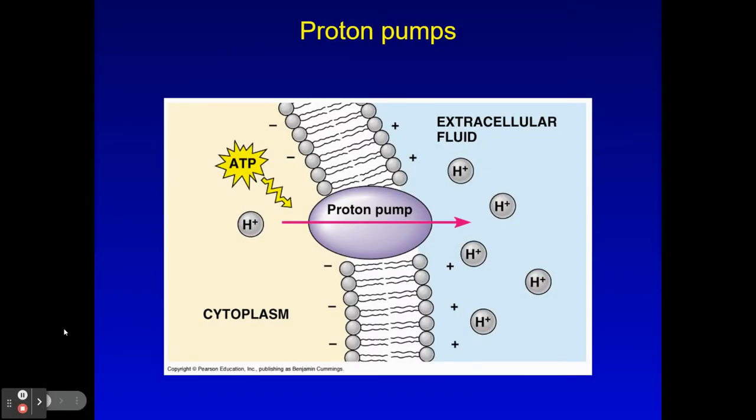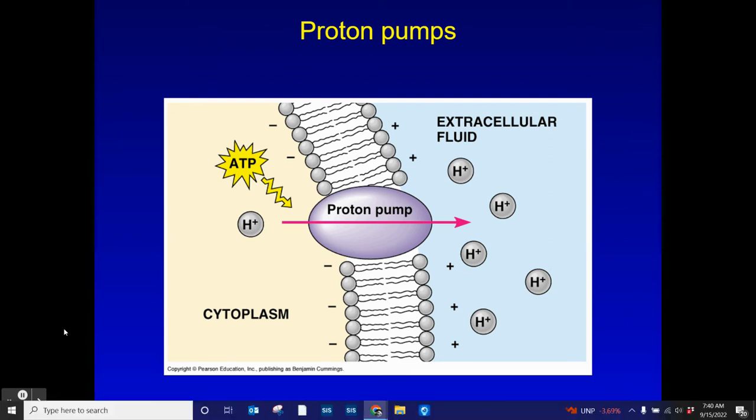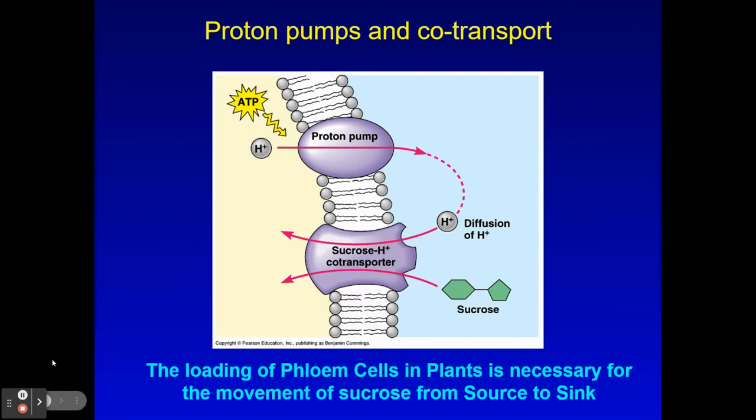All right, another type of active transport pump is called a proton pump. And proton pumps, just like their name indicates, pump protons, which are hydrogen ions, from areas of low concentration to areas of high concentration. And once again, we set up this concentration gradient, and we're going to see this specifically when we talk about how ATP is made in the mitochondria. But proton pumps are also used to move things like sucrose in plants into the phloem cells.